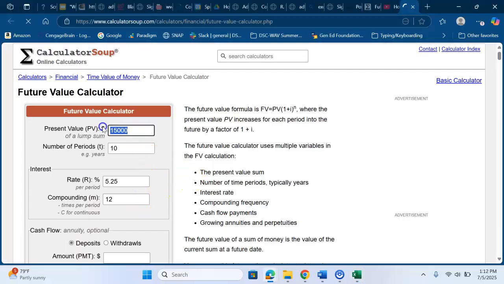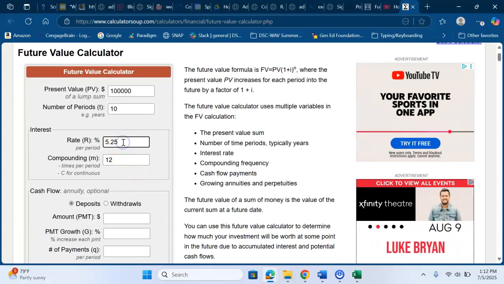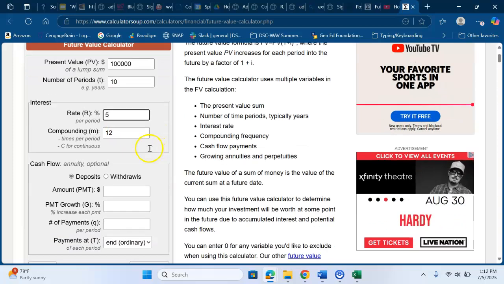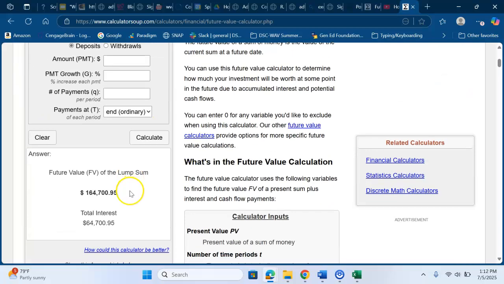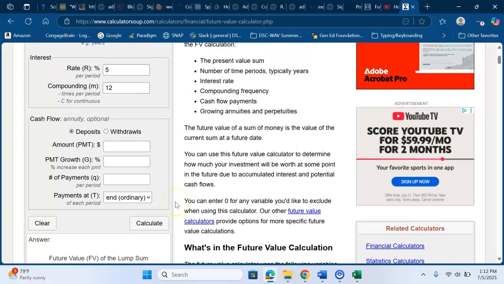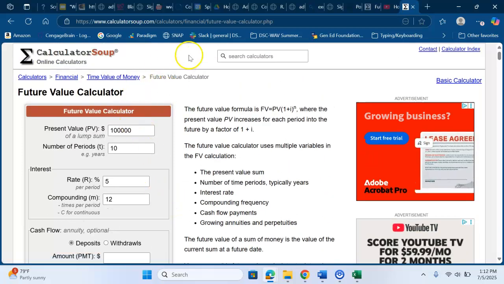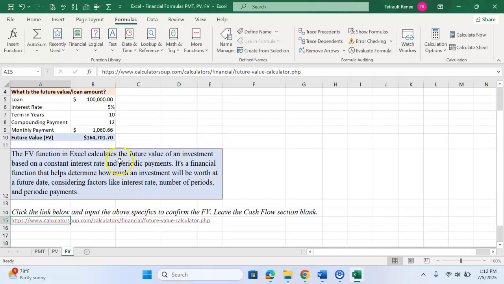and you type in the exact information, it was $100,000. Number of periods, 10. The rate was 5%. And 12 was the compounding interest, 12 months, and just click calculate. And there it is, $164,700. So it does work on any calculator that you try for future value. And that is a save and submit. Thank you.